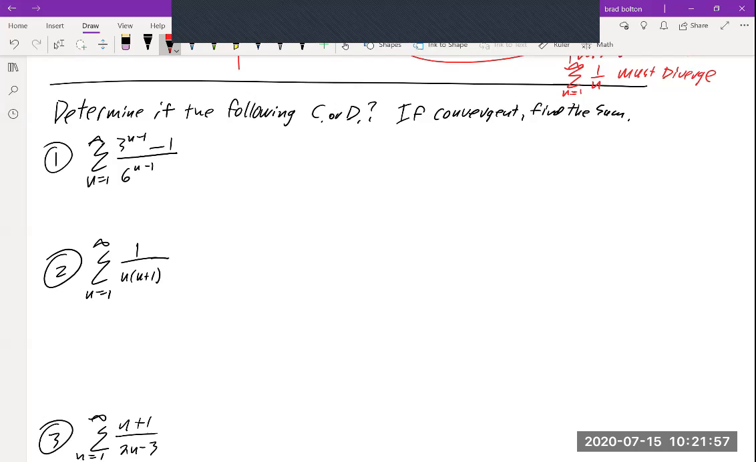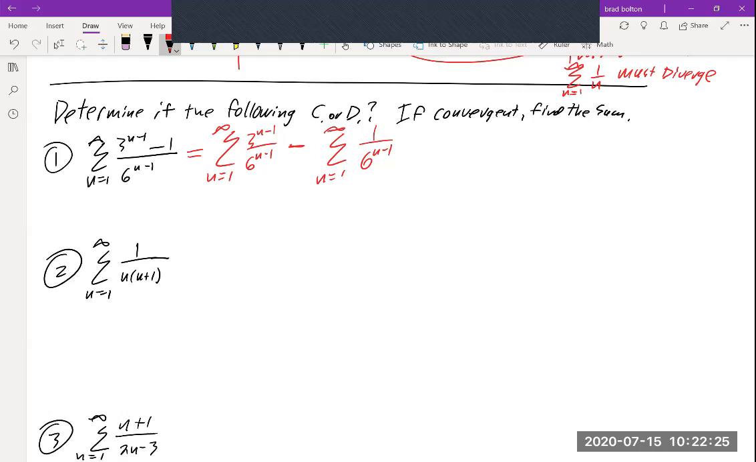Okay, so hopefully you guys are back. What you should have done first with this one is you should have split it, and you would now have the series n equals 1 to infinity of 3 to the n minus 1 over 6 to the n minus 1, which you should recognize as a geometric series, minus the series n equals 1 to infinity of 1 over 6 to the n minus 1, which you should also recognize as a geometric series.